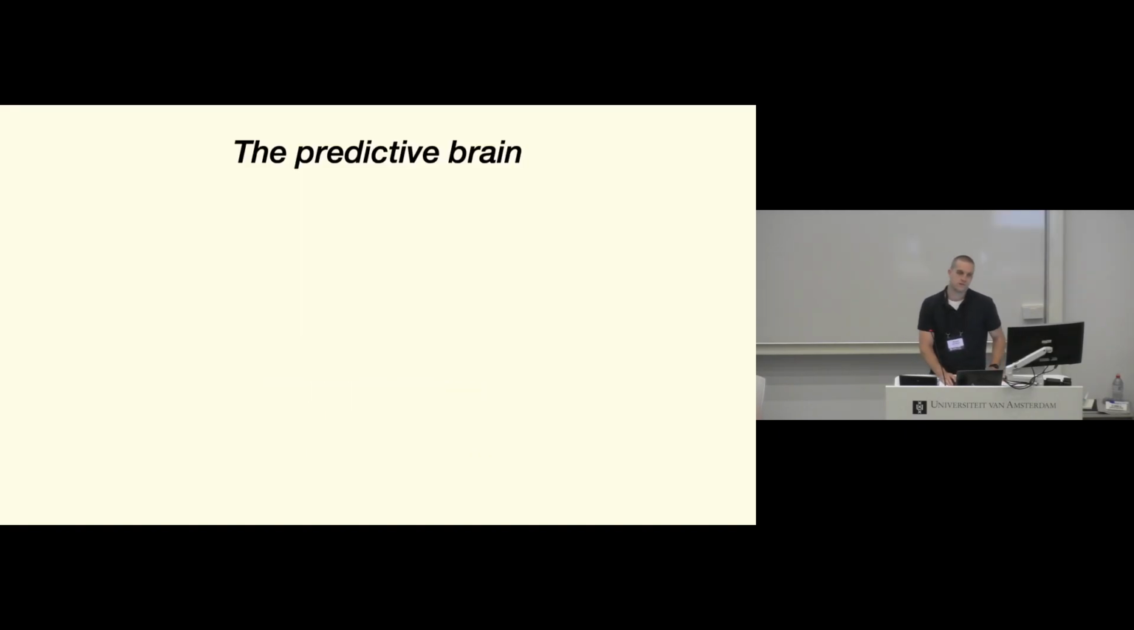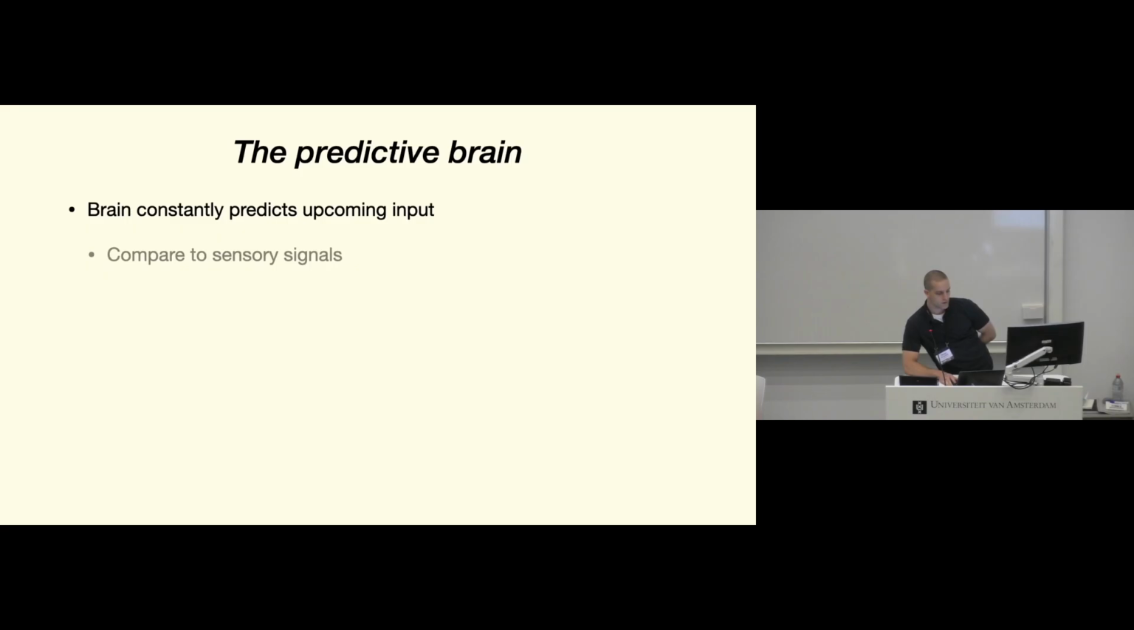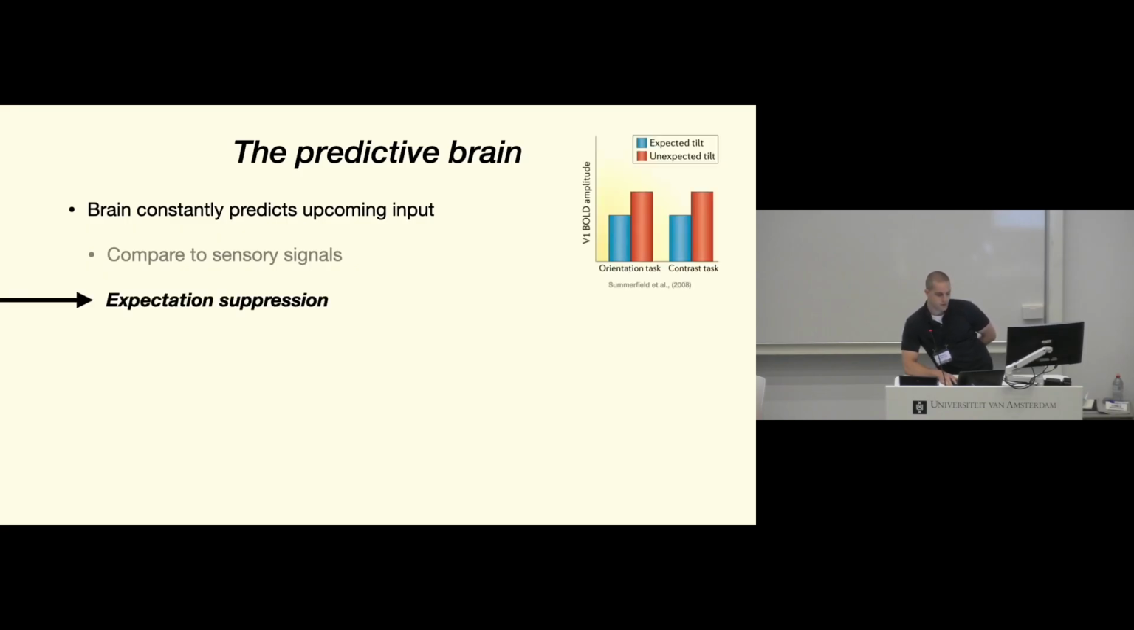At the heart of this project lies the predictive brain, which is the idea that the brain constantly predicts upcoming sensory input by extrapolating from internal models of the world, and that we then compare these predictions to actual sensory data. And this idea is tested by asking if the brain responds differently to identical stimuli under different expectations, which has led to the discovery of the phenomenon called expectation suppression.